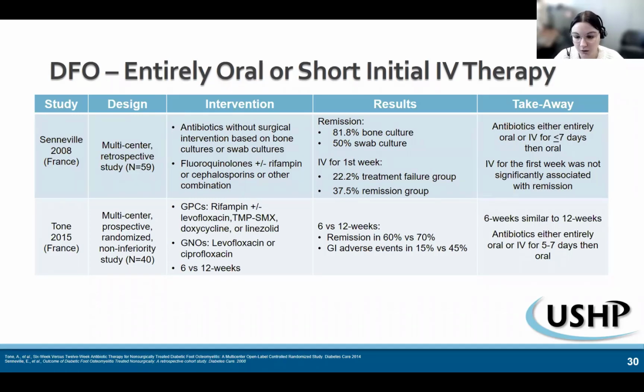Overall, the takeaways from this trial are that the 6 versus 12-week treatment durations resulted in similar outcomes, and the antibiotics were given either entirely oral or with an initial short course of 5 to 7 days of IV treatment before switching to orals. The study concluded that 6 weeks of a predominantly oral regimen may be sufficient in patients with non-surgical diabetic foot osteomyelitis.